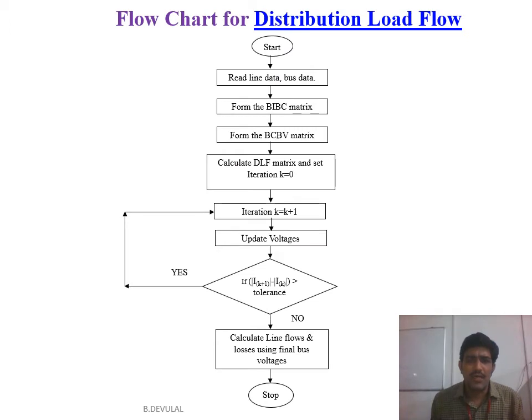This is the algorithm. First we start the process, read the bus data and line data, form the BIBC matrix, form the BCBV matrix, and find the DLF as the combination of BIBC and BCBV. We form the DLF matrix, and the first iteration k is equal to 0. At the next iteration, k is equal to k plus 1. Update the voltage values. Then we find the previous current and present current. If the difference is greater than the tolerance value, it goes to iteration k plus 1. If no, then calculate the line flow and loss using the final bus voltage.